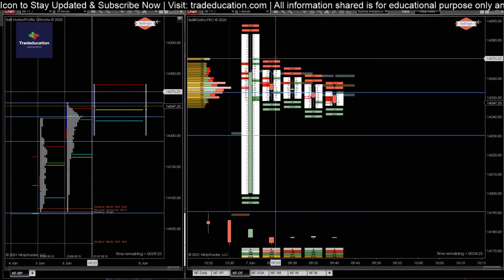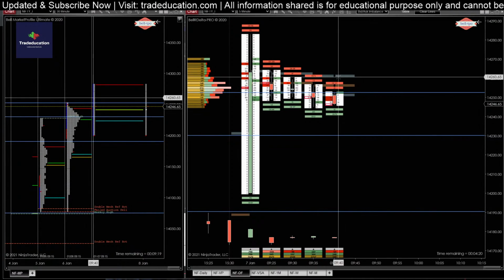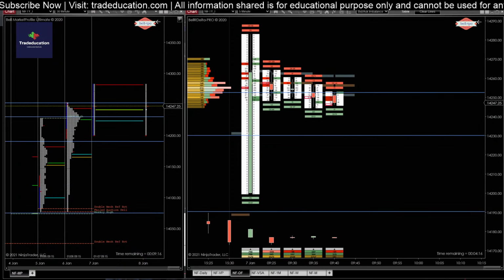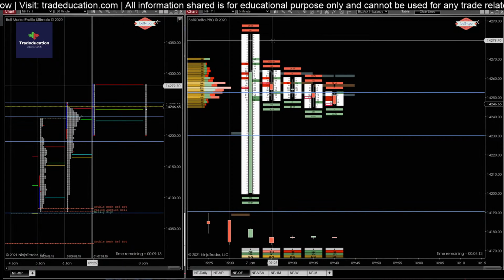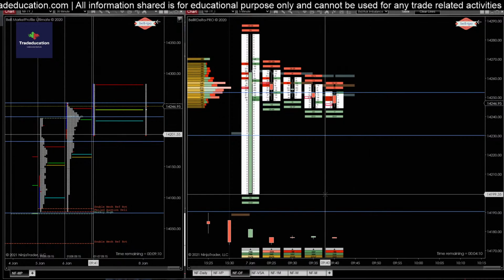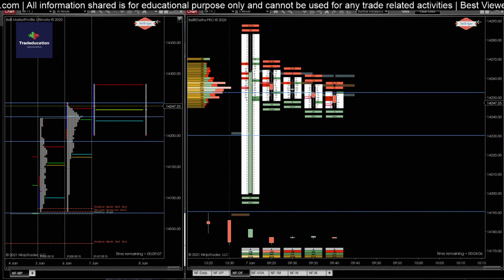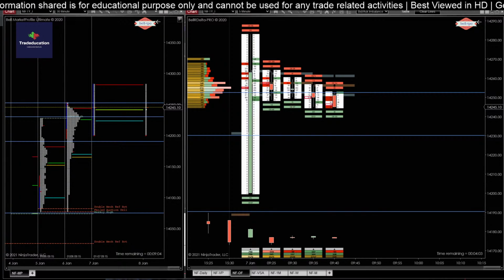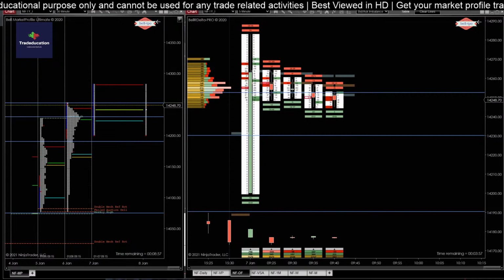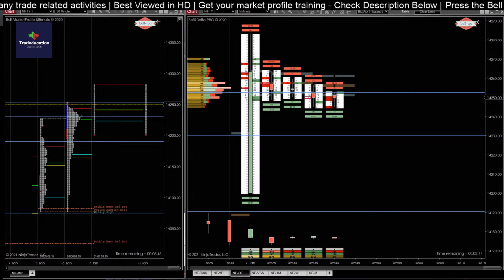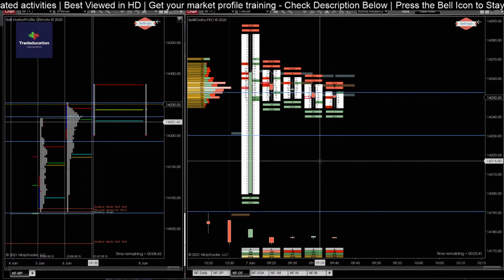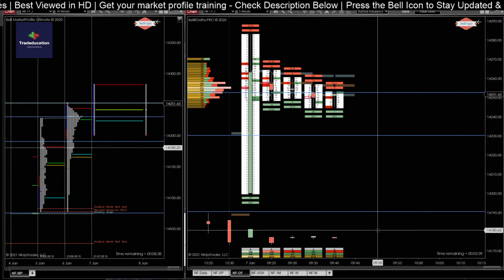So rotational day is getting formed. Nothing much erosion is happening. So rotation is getting developed. So those who are trying to go short, they are keeping the stop loss above the high. Those who are trying to go long, they are keeping stop loss above the low. So that is what is happening currently. Delta is flat. So both buyers and sellers are active.